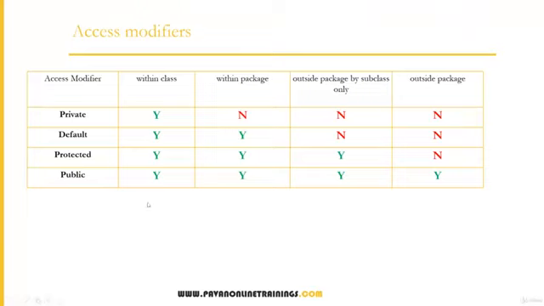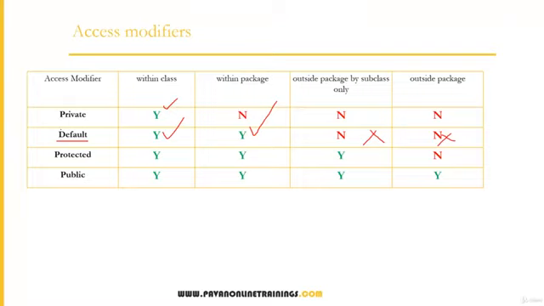So far we discussed, when I say private access modifier, it can be accessed only within the class, and nowhere else: not within the package, not outside of the package. Then default is not a keyword. If I don't specify private, protected or public, that will be treated as default. Within the class we can access, within a package also we can access, but outside of the package we cannot access. And this is a little higher than private, and protected is a little higher than default.